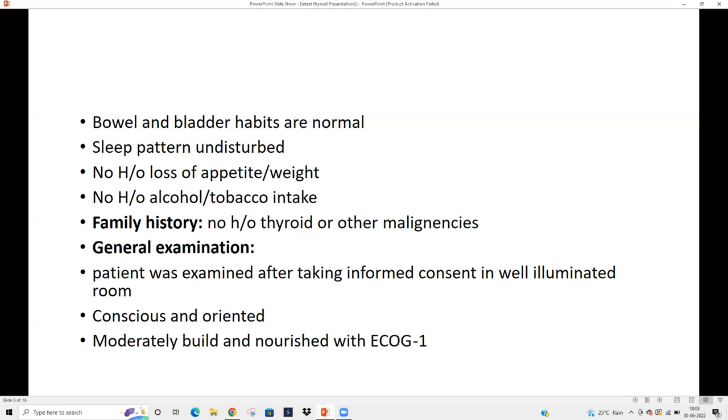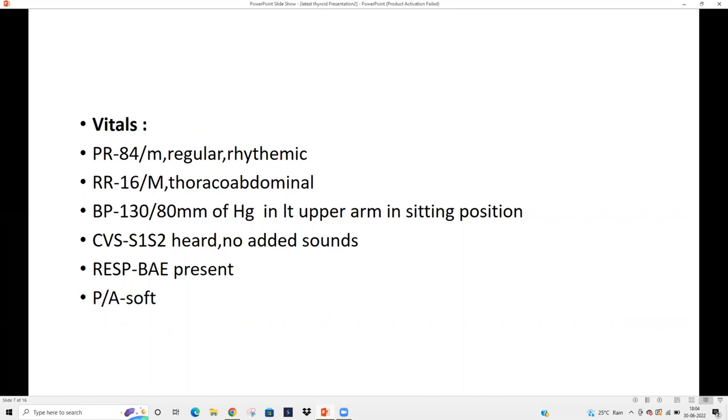So coming to general examination, patient was examined after taking the informed consent in a well-illuminated room. Patient is conscious and coherent, moderately built and moderately nourished, with ECOG score 1. Coming to the vitals, pulse rate 84 beats per minute, regular, rhythmic, and respiratory rate 16 per minute, and blood pressure 130 by 80 mm of mercury in left upper arm sitting position. Cardiovascular system and respiratory system were fine and no added sounds per abdomen.